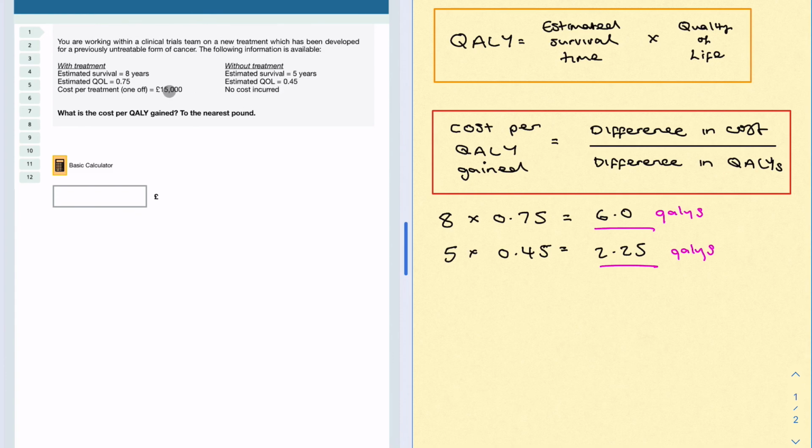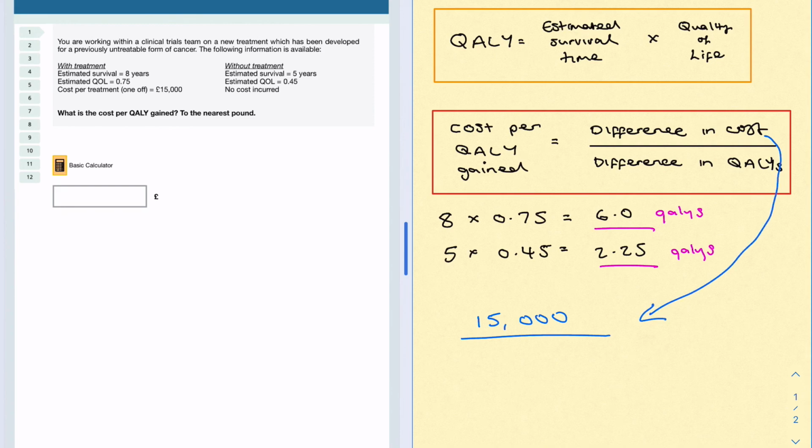So you can see there 15,000 take away 0 would be 15,000. So 15,000 is our difference in cost from this formula here. I'm just going to draw an arrow if it helps you.